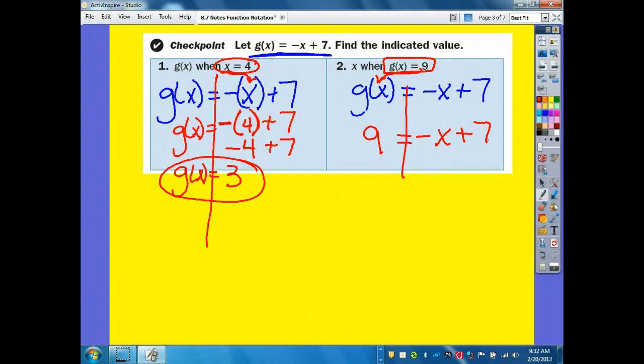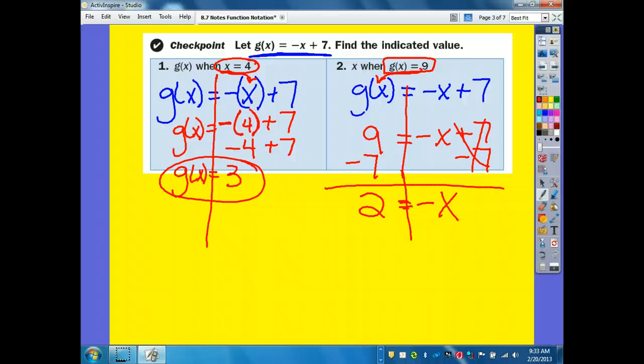What's the first thing I do to solve here? Subtract 7. She says subtract 7. I highly agree. So what do I have left over here? 2 equals, yes, a negative x. Done, right? Don't agree with me all the time. Wrong. Why am I not done?